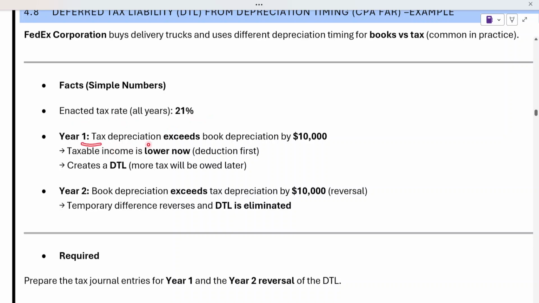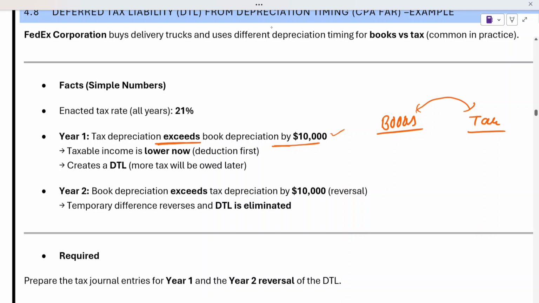Now they say in year 1 tax depreciation exceeds book depreciation by 10,000. So you can say if I write here books, and here tax, tax depreciation exceeds book depreciation by 10,000. So in tax depreciation, let's suppose it is 20,000 as an expense shown, then the book depreciation will be how much? Negative 10,000. You will say, how did I get this number? Basically I know that the tax depreciation exceeds book depreciation by 10,000, so the depreciation expense here is higher. I can take different numbers as well.